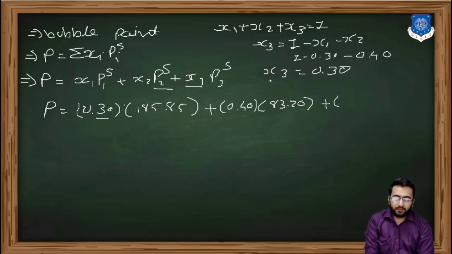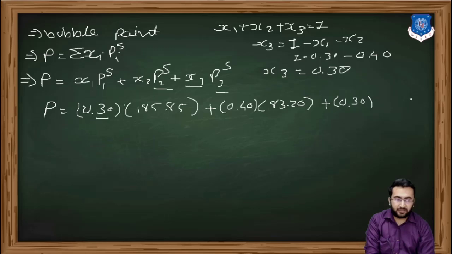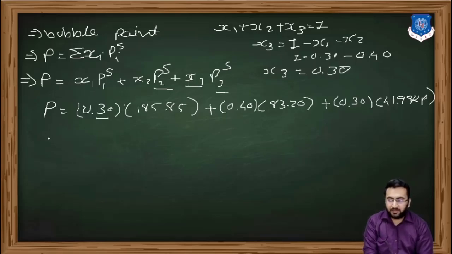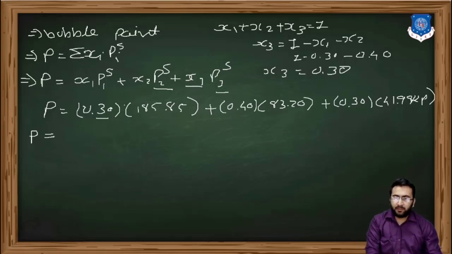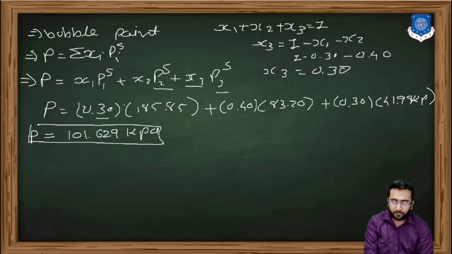Okay, so x3 becomes 0.30. So here let's write 0.30 multiplied by P3, the value of P3 which we already found, 41.98 kilopascal. Now calculating this term, we will get the total pressure P, which becomes 101.629 kilopascal.